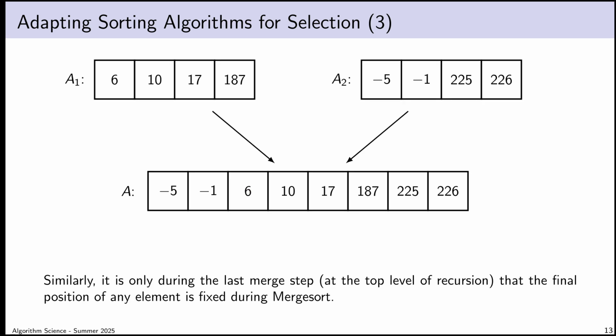What about merge sort? With merge sort, similarly, the final positions of elements do not seem to be fixed until that very last merge step, right before merge sort finishes. So once all of the recursion is finished and we're doing that final merge. For example, if I was sorting an array of size 8, that final merge would be reconstructing the array of size 8 from arrays of size 4, that last merge step. Only then does the final position of any element get fixed.